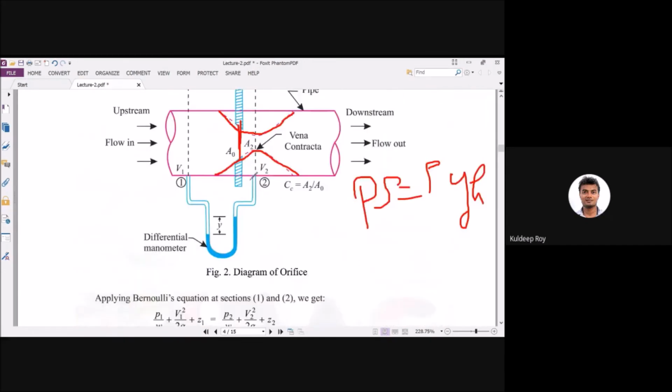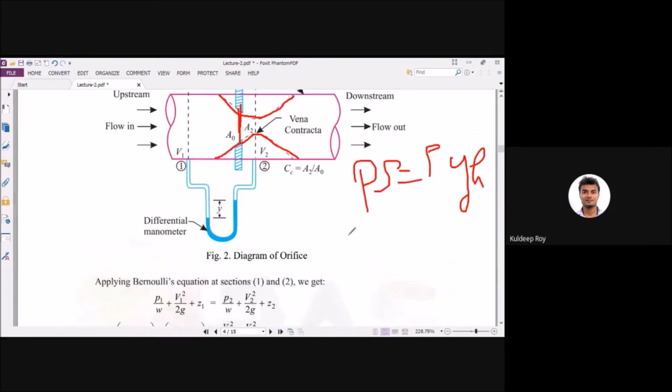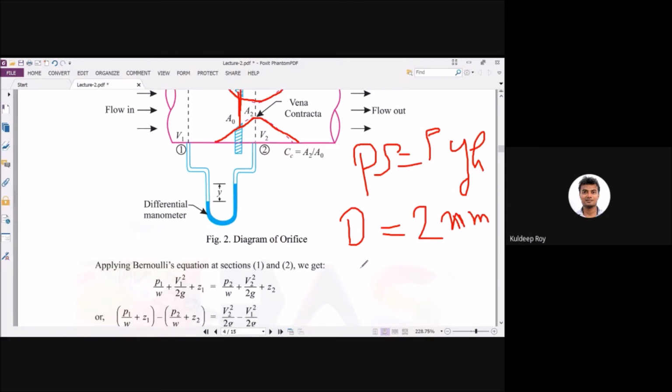So you have to determine it in terms of your known quantities. A0 is known to you. How will you calculate it? If you know the diameter of the orifice plate, say the diameter is given as 2 mm, okay, 2 mm, then how will you determine the area?